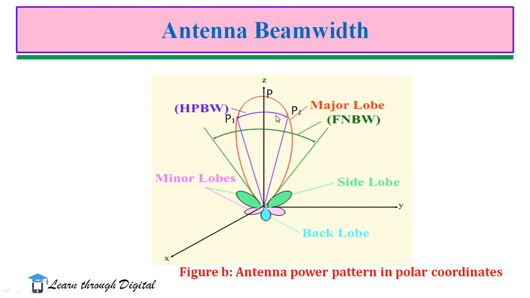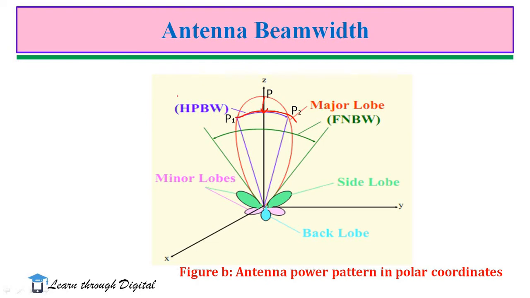Half-power points can be obtained by taking 3 dB down from the maximum value. Here, this point P indicates the maximum value. From the point P, half-power points are obtained by taking 3 dB down the maximum value. Here P is the maximum value, and from the point P, take the 3 dB line. These are the points on the major lobe, which is 3 dB down from the maximum value.